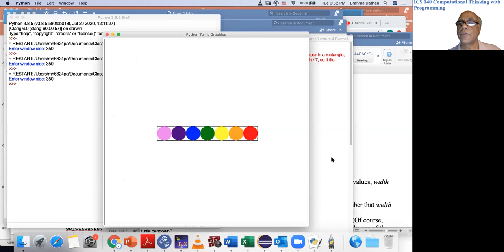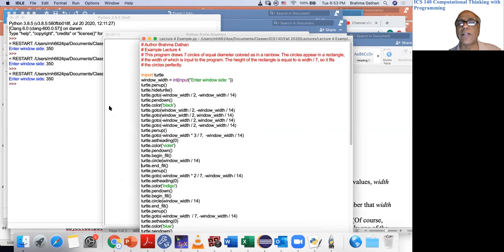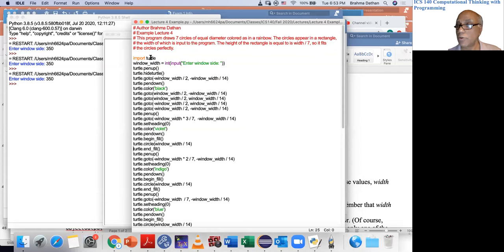Okay. Now let's take a quick look at the code. If you understand the pseudocode, this is not going to be very difficult. It is just a lot of detail. So import turtle, you have to put that. Then get the width of the box. Maybe I could have called it box, I suppose.